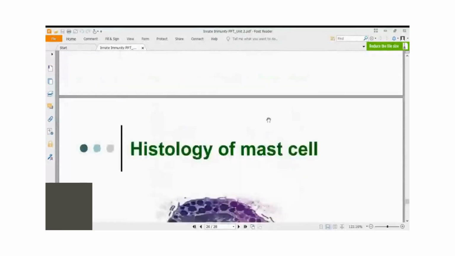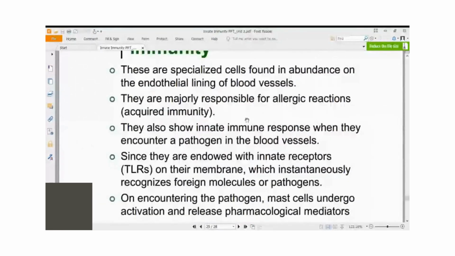Now, we'll come to these mast cells. I had said that they are present in the lining of the blood vessels, and you know that blood vessels are there everywhere in our body. Since these mast cells are present in the endothelial lining of the blood vessels, they have a chance of getting exposed to the antigen that enters the blood vessel. They are majorly responsible for allergic reaction, and they are classified under hypersensitivity, which we'll talk about in unit 4. But for today, we'll talk about their response in the innate immune system.